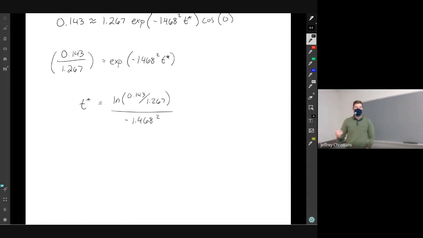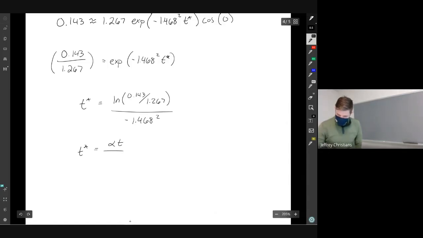Then to figure out the actual time, we would have to convert from this kind of goofy looking T star variable to what the actual time is. So then convert T star equals alpha T over L squared. So T would be equal to T star L squared over alpha. Okay, and you can figure out what that is.